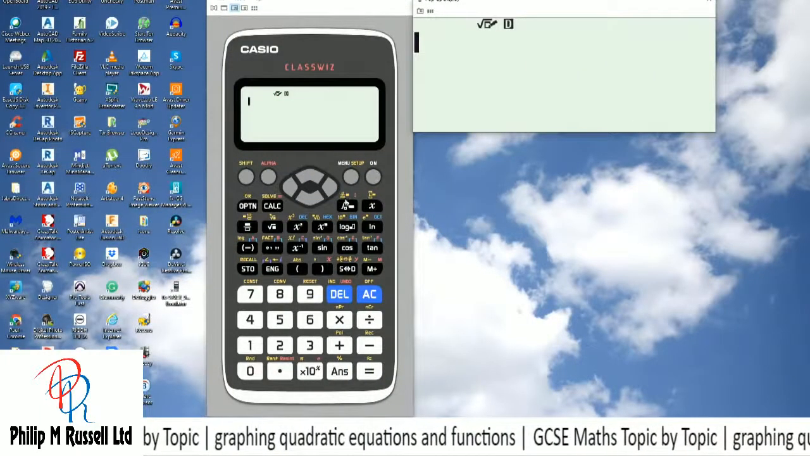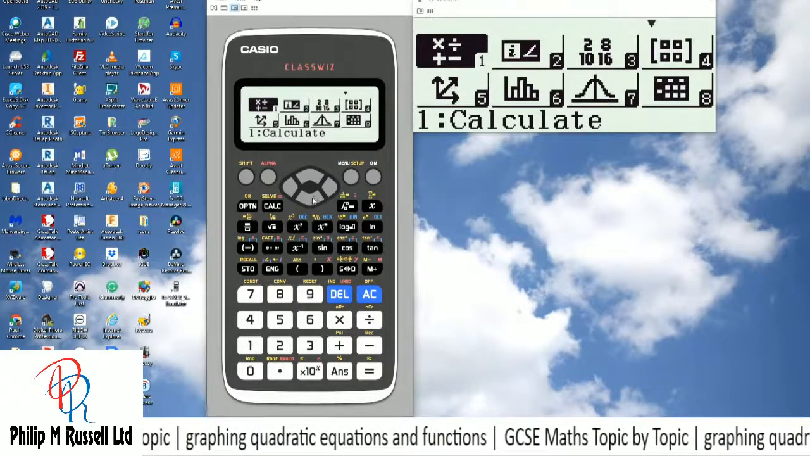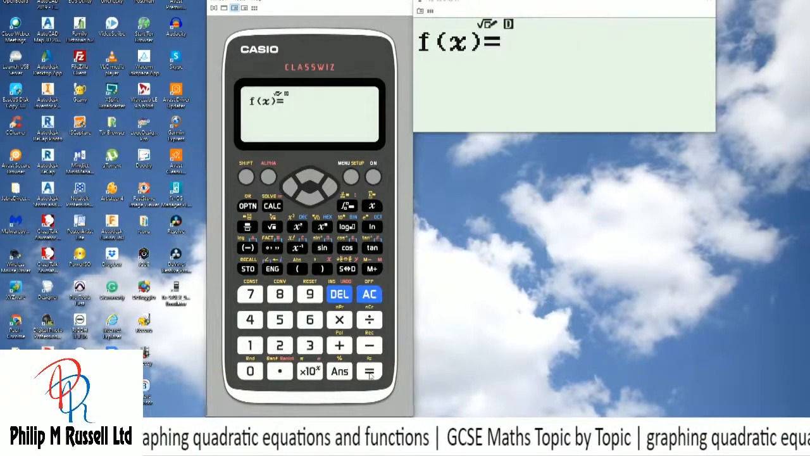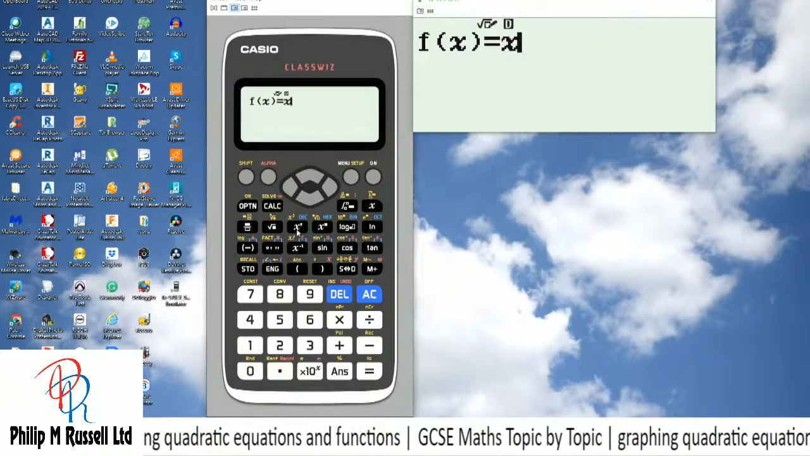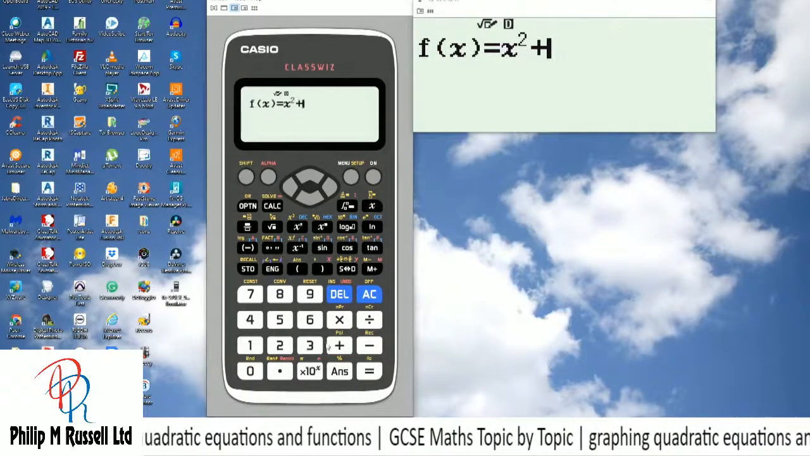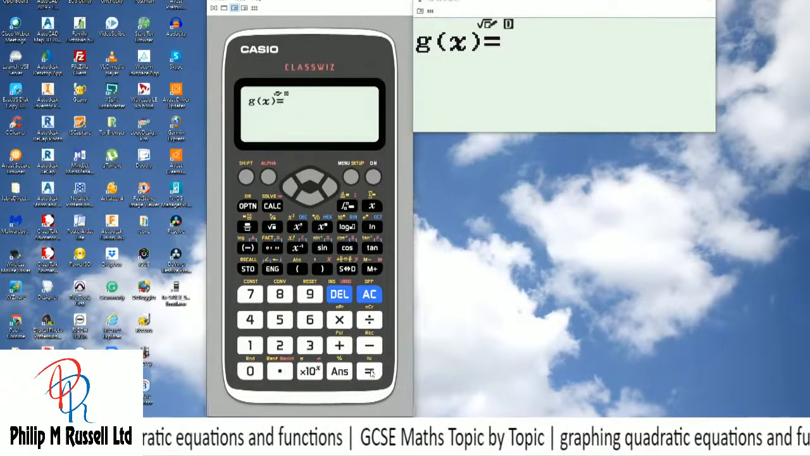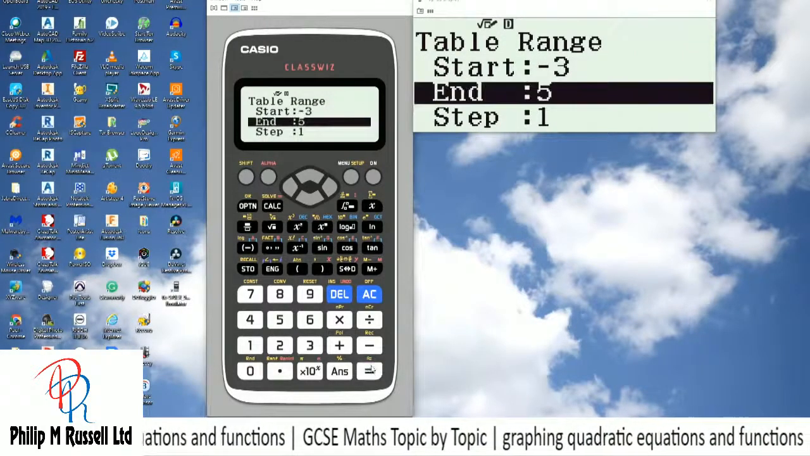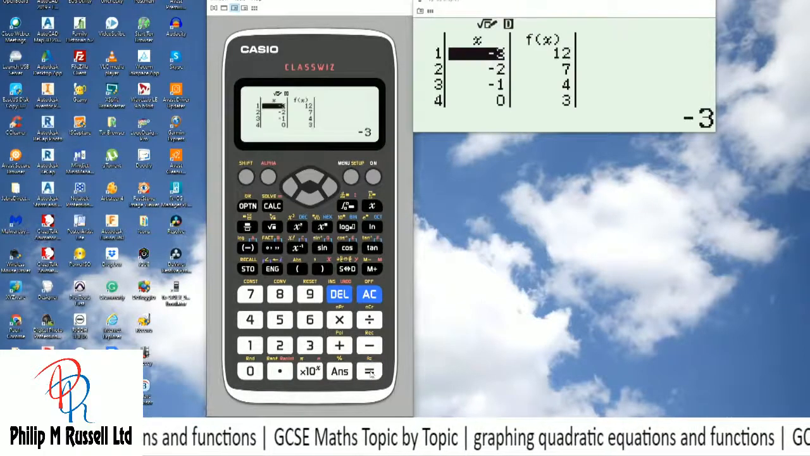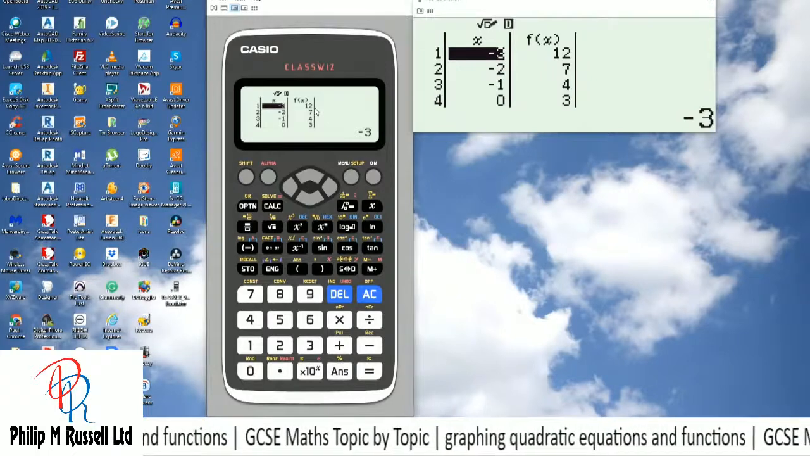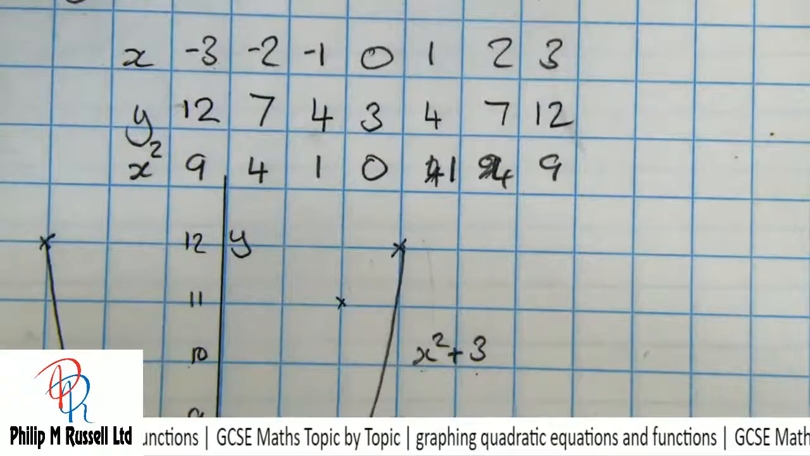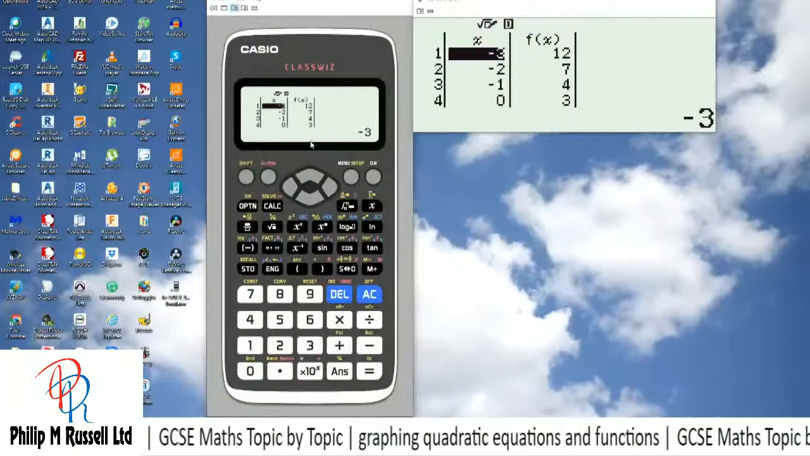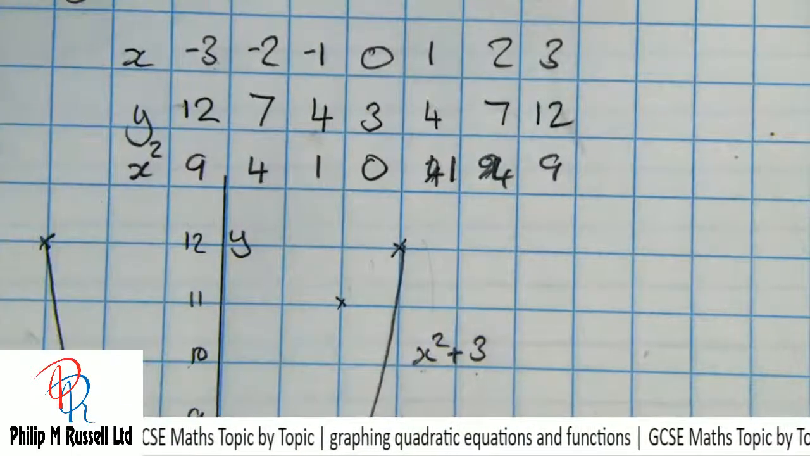I'm going to show it to you on this one, menu, and it's got a table, and we can put in our particular function, and this is going to be x squared plus 3. I haven't got a second graph. I'm going to start here at -3. I'm going to end at +3, and we're going to go up in ones. And here we can see we've got our numbers, and they correspond to our 12, 7, 4, 3 that we see on our paper when we actually made this. So we can do that.